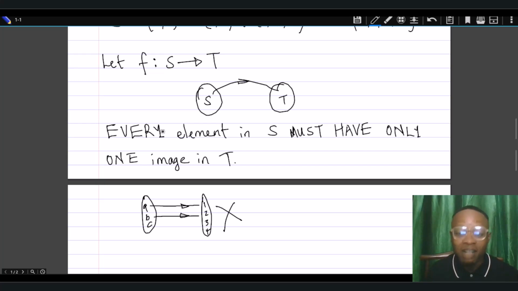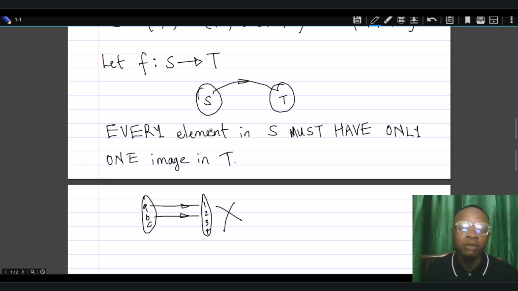So if you have an element in S that is associated with two or more elements in T, then that is no longer a function. It is still a mapping, but it is not a function. And if there is some element in S that does not have a corresponding element in T, or that is not associated with any element in T, then it is not a function either.